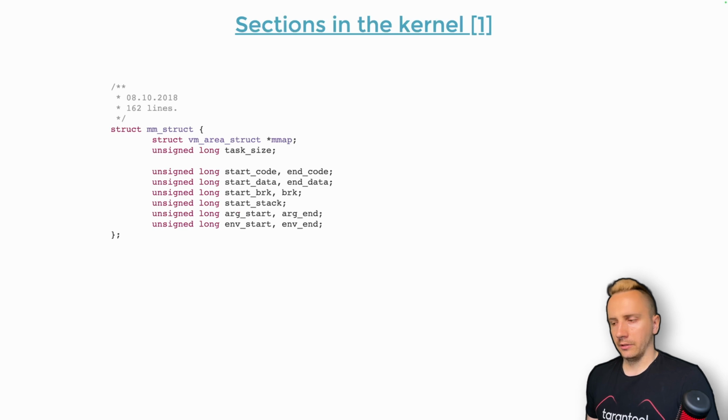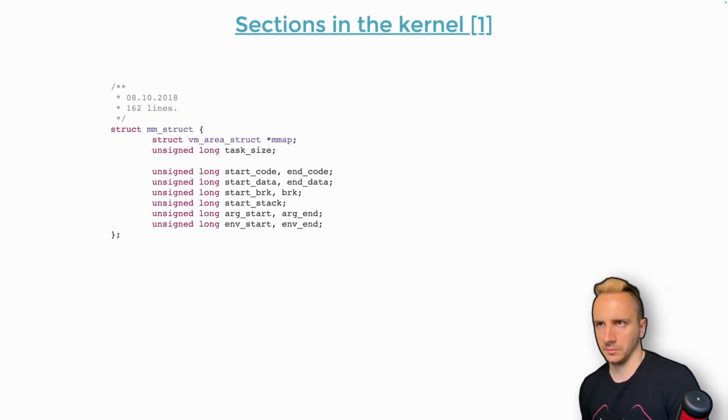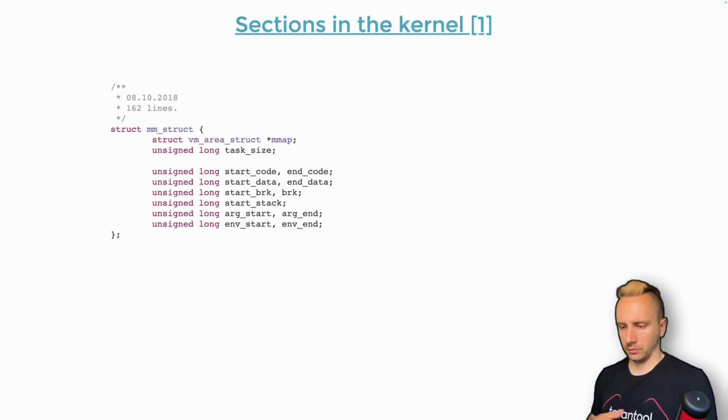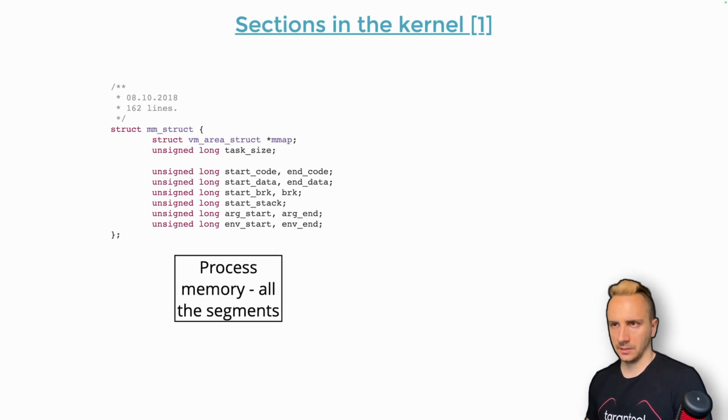In the kernel, the process memory is described using the structure mm_struct. It contains a list of segments with sections and their borders. Each segment is an object vm_area_struct. It's the first member of this mm_struct, and this is a list of segments. You can also see in this mm_struct some borders of the sections that I have already talked about before.